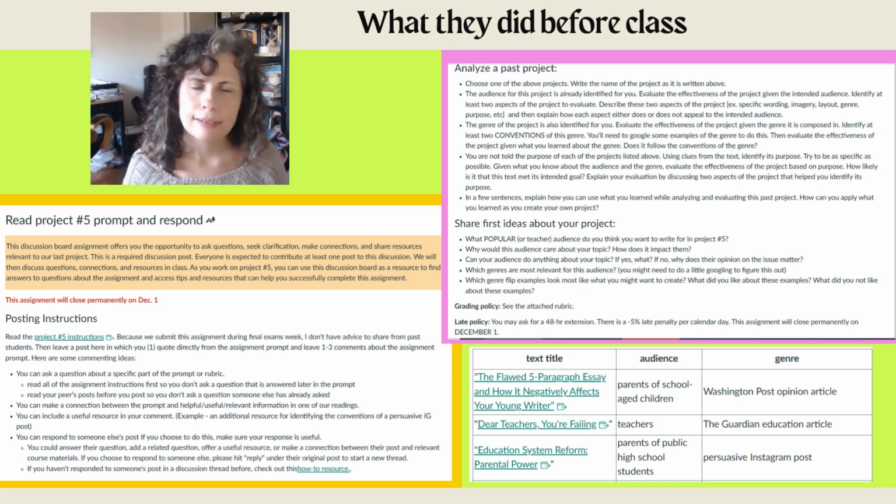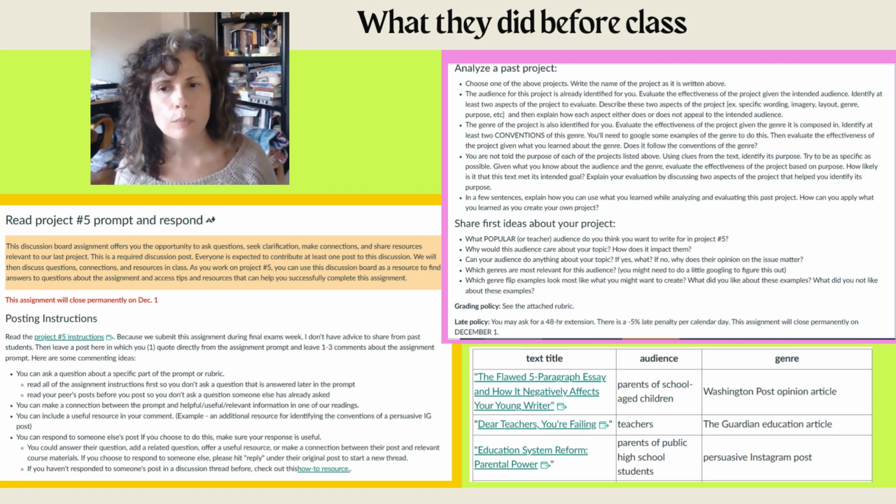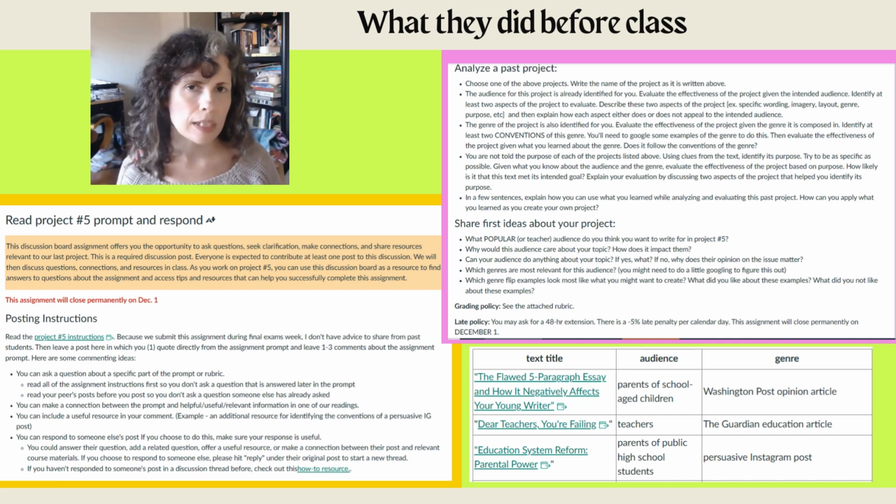So before this class session, students have 2 assignments that they complete. Again, that's for my classes that meet for 3 hours once a week. They would do both of these assignments before class. For my classes that meet twice a week for an hour and 15 minutes each, they would do one of these for one day and then the other one for the other day. So they start with the read project number 5, prompt and respond. This is something that they do at the beginning of all of our major projects for the class.